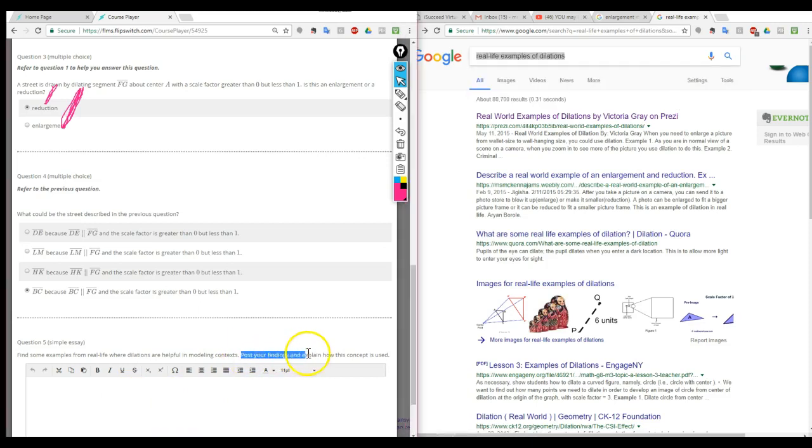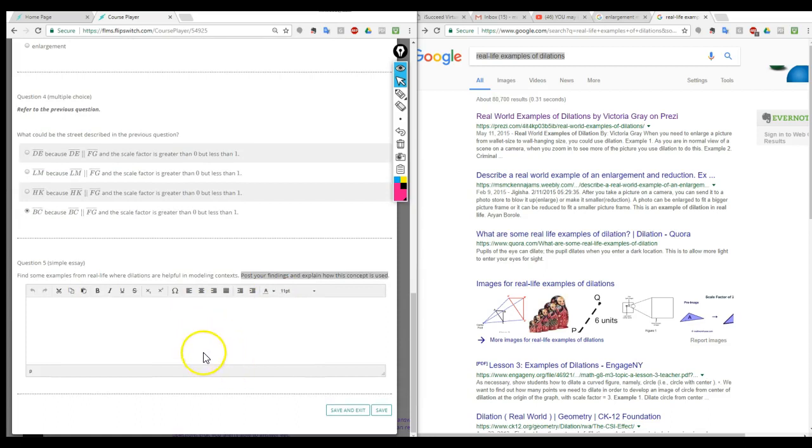And then I will be looking for explaining how a dilation was used in that picture. So you need to be able to explain why it is a dilation. And I'm looking for proper grammar and sentences. I want at least 5 sentences. So on this.